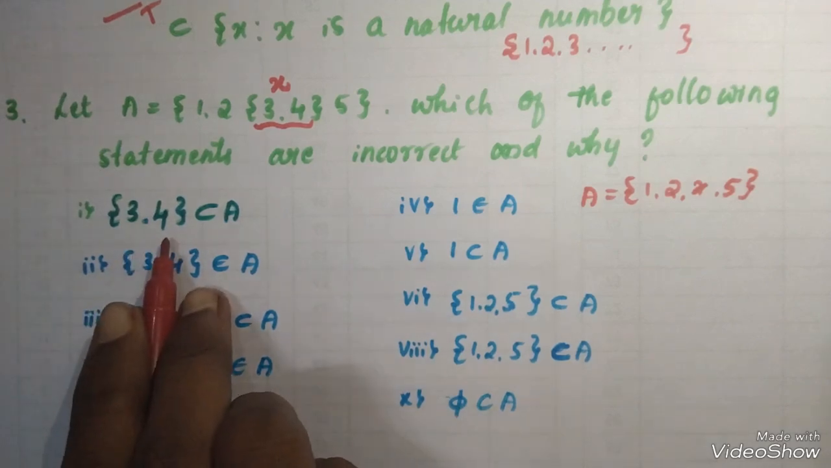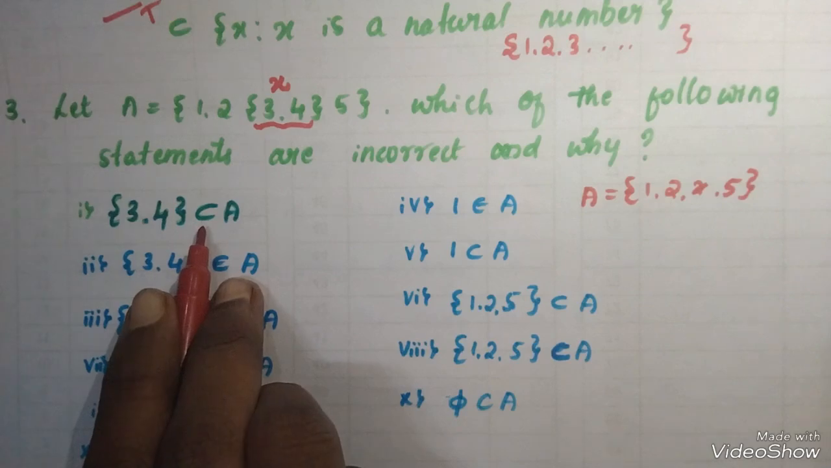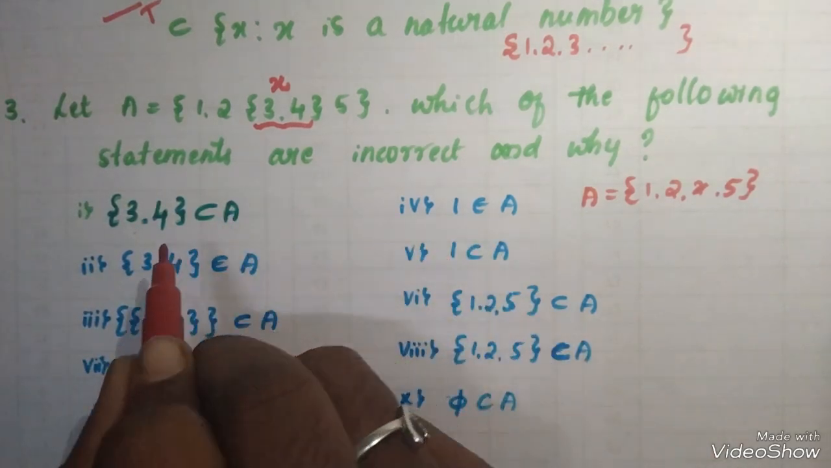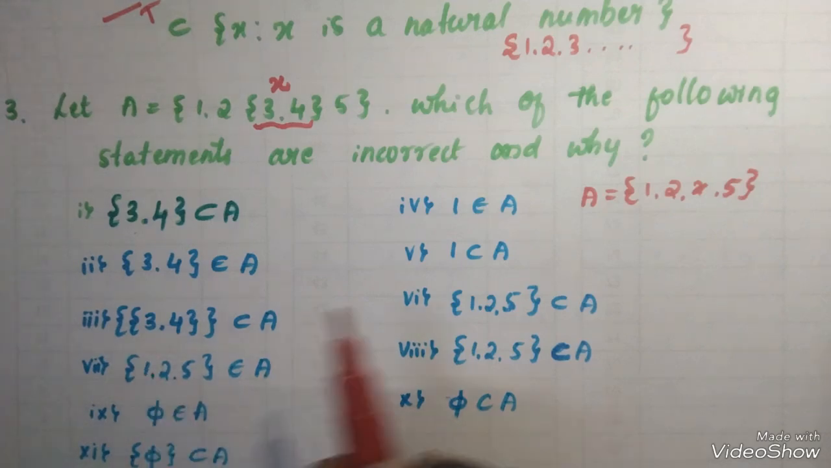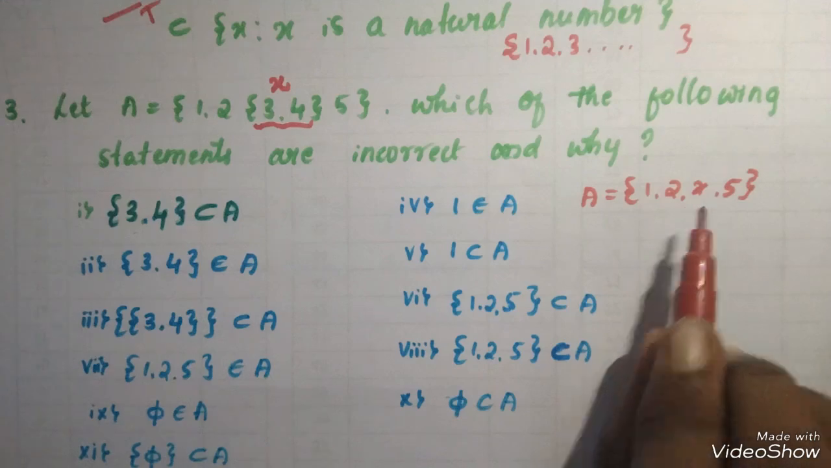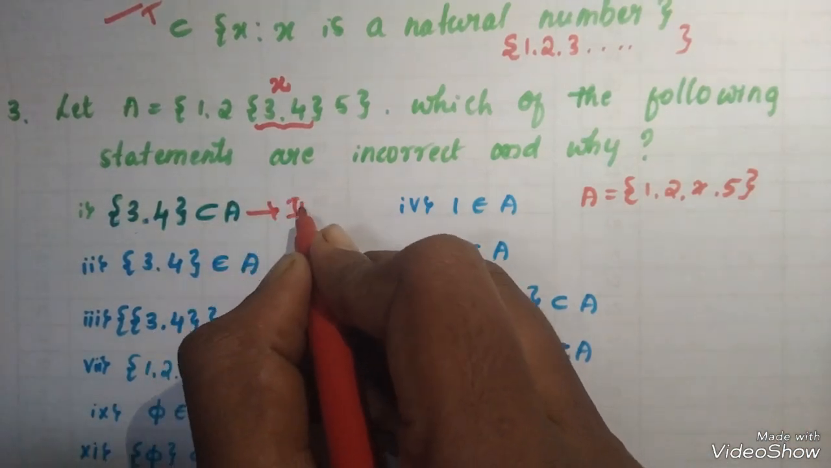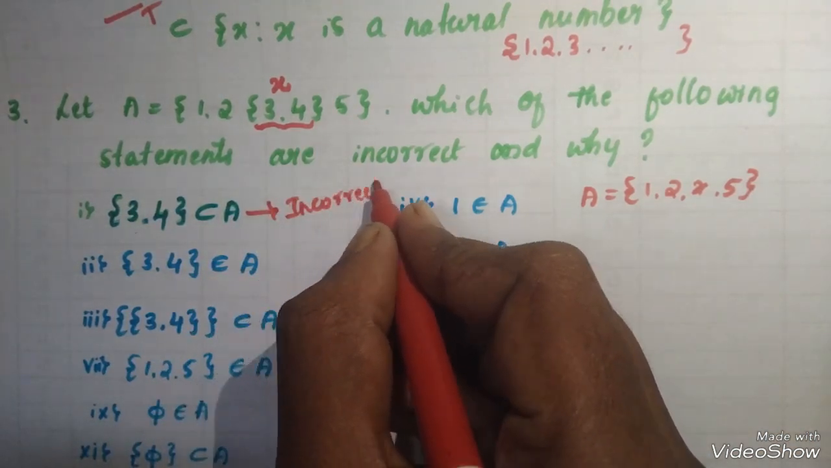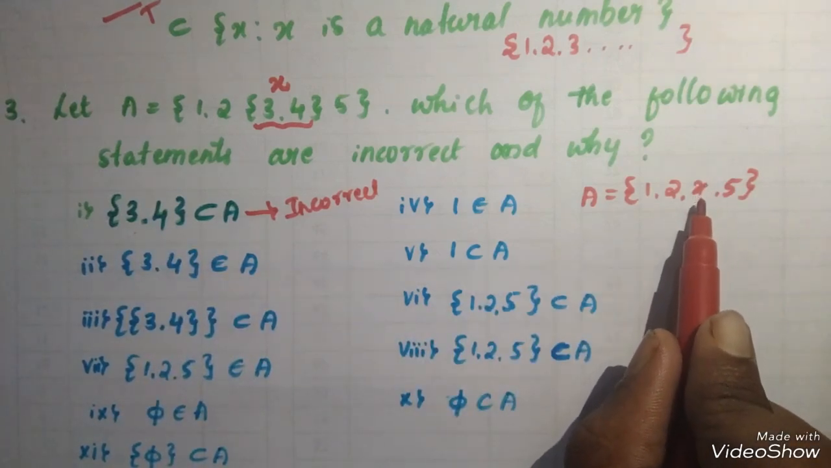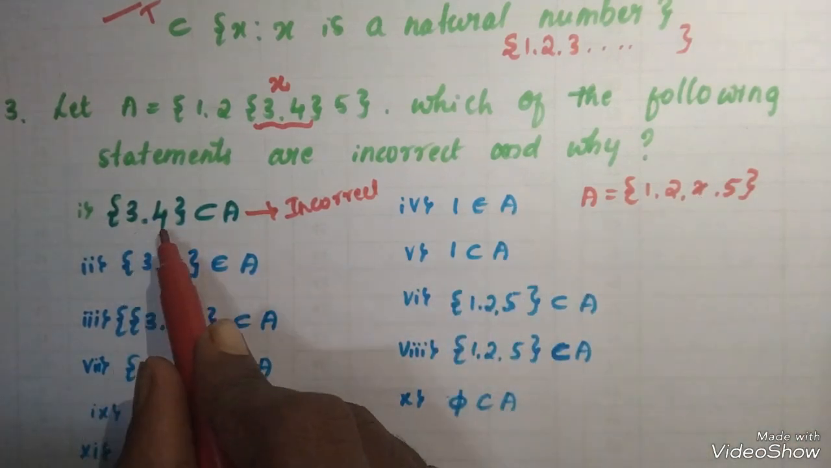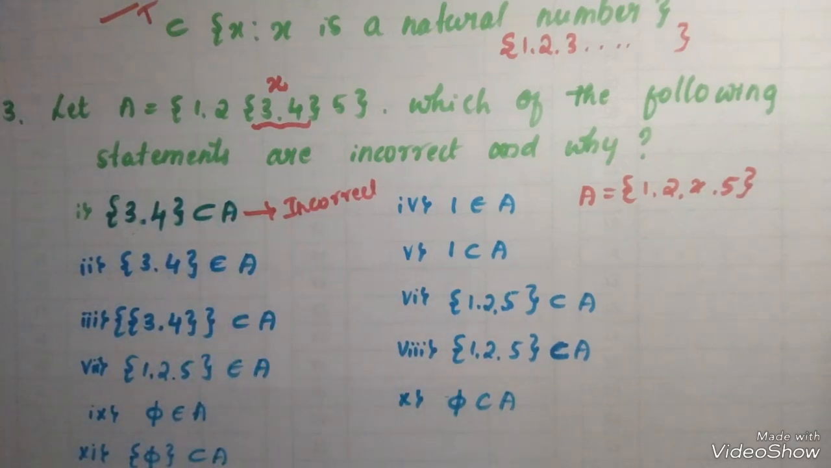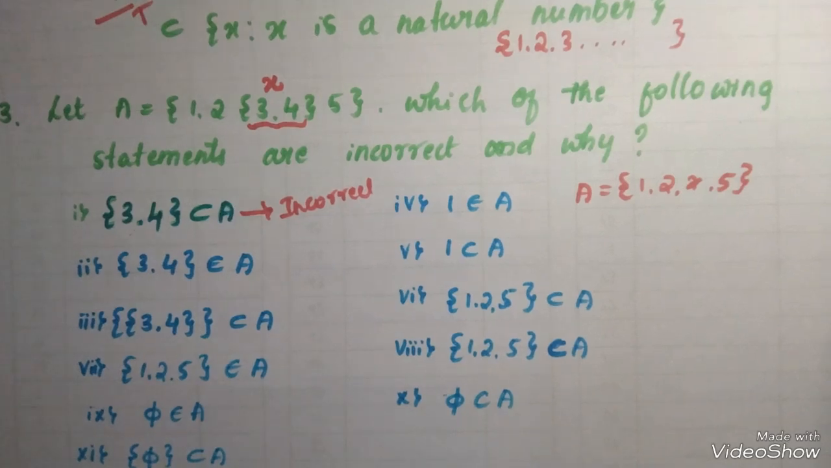Here, {3, 4}, a set containing 3, 4, is a subset of A. Is it a subset or not? Here there are no such elements. It is an incorrect statement. Here 3, 4 is an element X. It is not a set. Therefore {3, 4} is not a subset of A. Therefore it is incorrect.